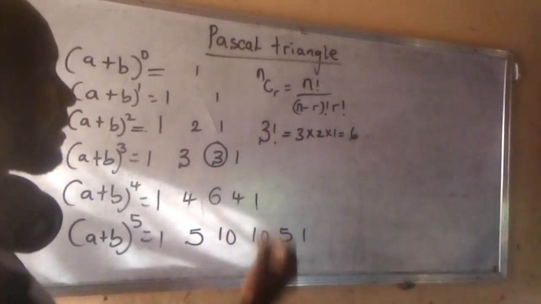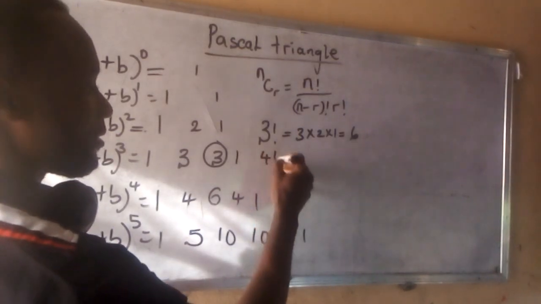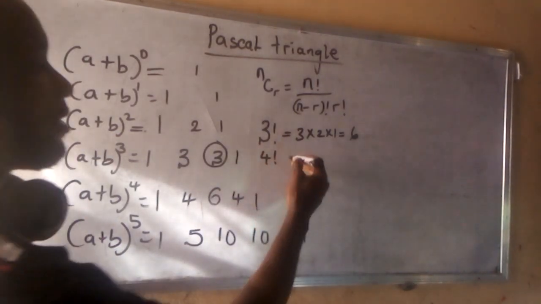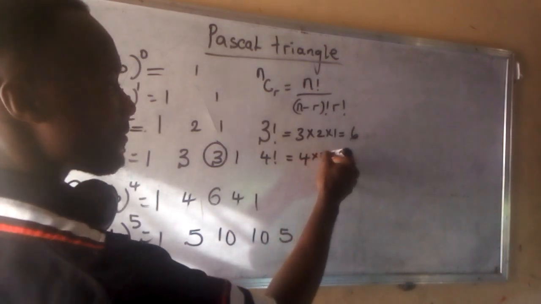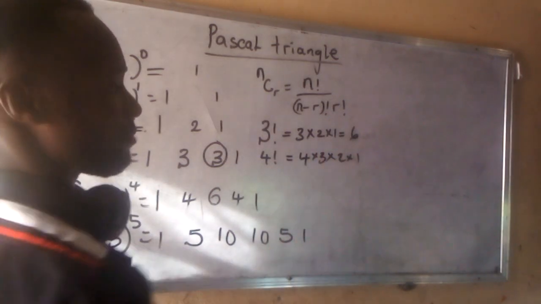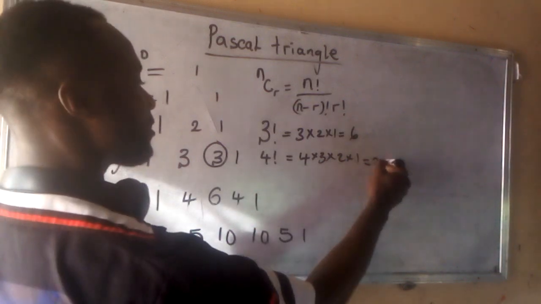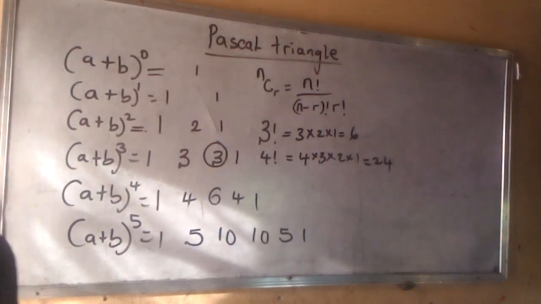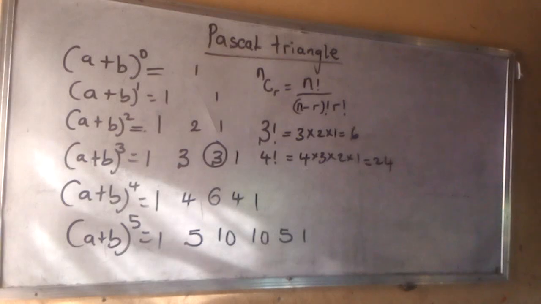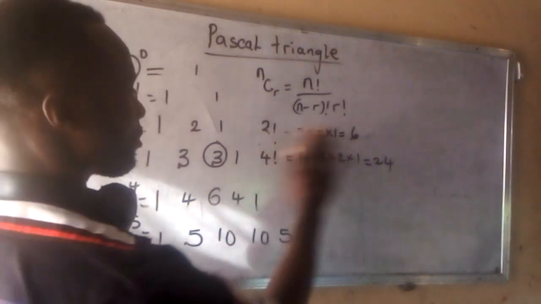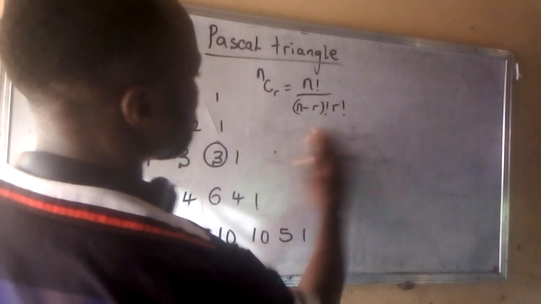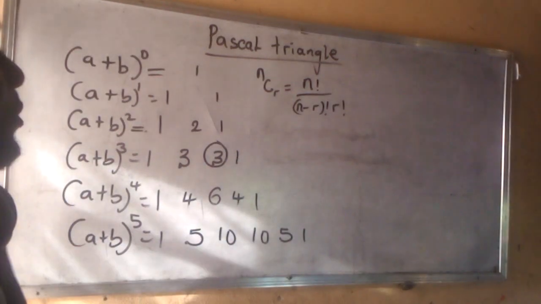Okay, what about 4 factorial? 4 factorial will be 4 times 3 times 2 times 1, which is 12 times 2, that is 24. That means that 4 factorial is 24. You understand what I mean? Factorial means that number multiplied down to 1. Okay, let's continue the video. I'm just doing some introduction.